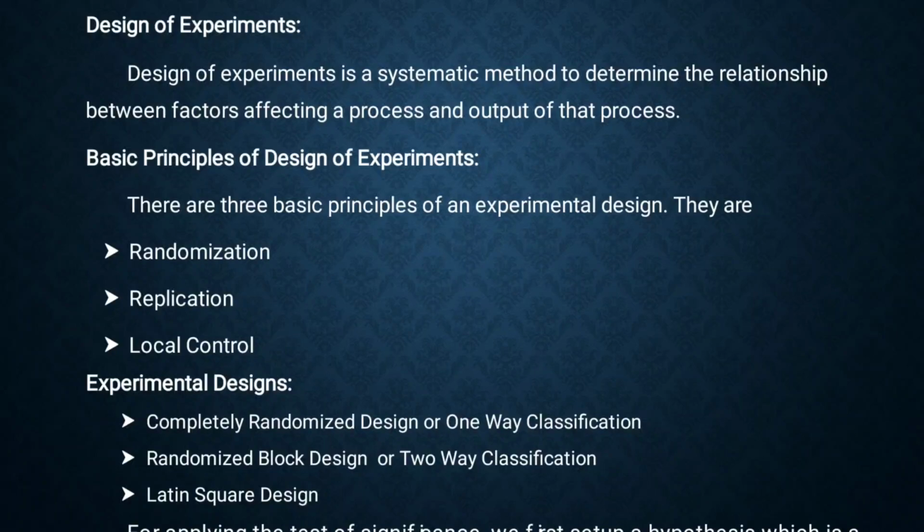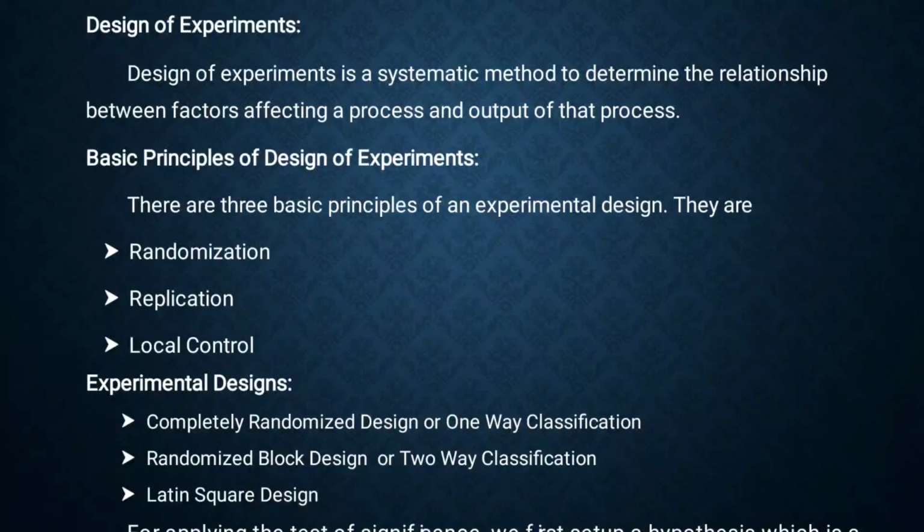First, let us see what is design of experiments. Design of experiments is a systematic method to determine the relationship between factors affecting a process and the output of that process. Basic principles of design of experiments: there are three basic principles. They are randomization, replication, and local control.